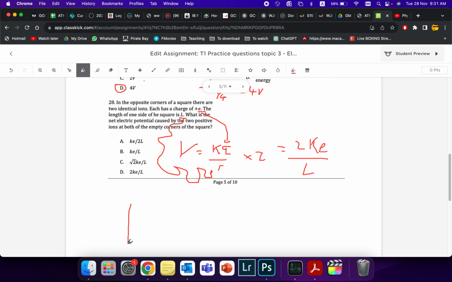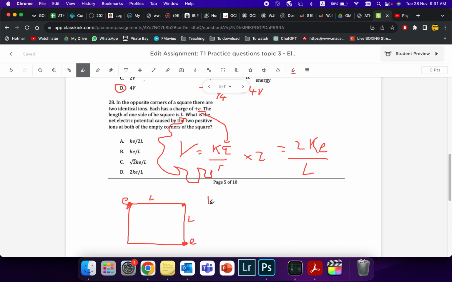So if I was to draw a square, and I had two places, each has a charge of plus E, the length of the side, in the opposite corners of a square. So one corner here, the opposite corner would be here. You will both have a positive E. That is my charge. The length is L, and we are trying to see the empty corners. Both will be the same idea. The calculation will be the same, so I picked this corner.